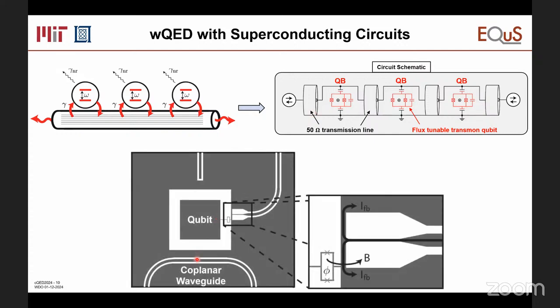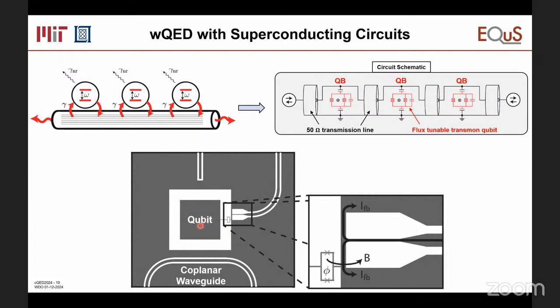Rather, we make it what's called a coplanar waveguide. So basically, you have a center trace, and then you have ground plane on either side, and the electric field goes from the center trace to the ground plane. Okay, so this is the 50-ohm coplanar waveguide shown here.